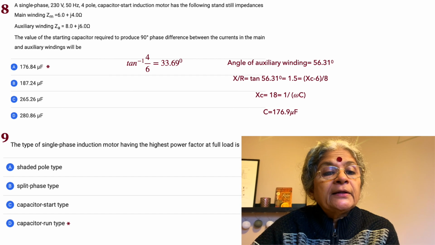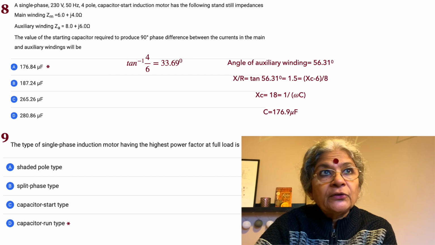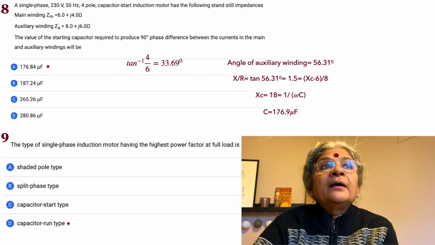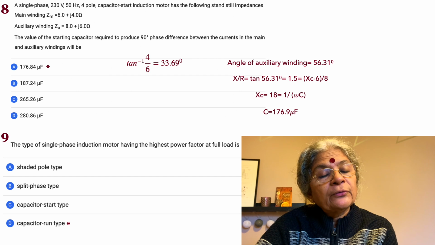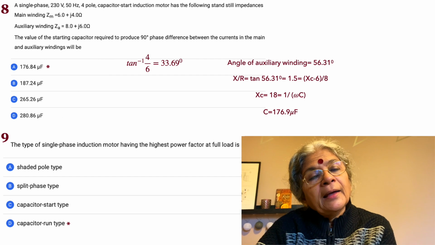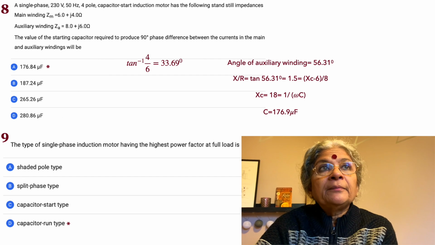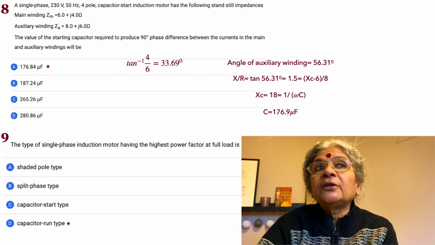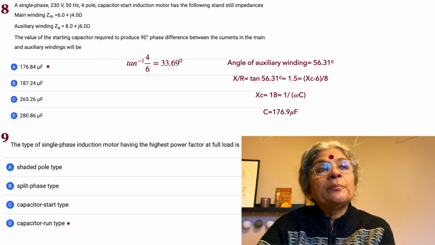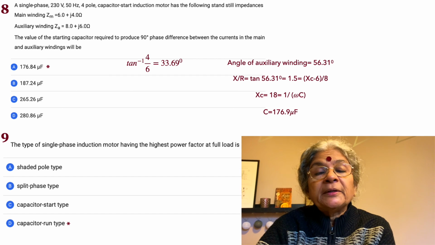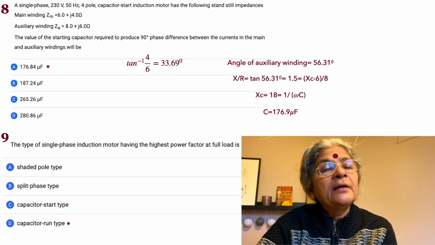The value of the starting capacitor required to produce 90 degrees phase difference between the currents in the main and auxiliary winding. So in this case, they are not talking about the maximum torque being available at starting. In other words, we can just simply find out the angles between them, such that the capacitor is also added, and then the angle between them should be equal to 90 degrees. Please understand that there are two different cases. One is where the starting torque has to be the maximum torque. In this case, the angle has to be 90 degrees directly between them.